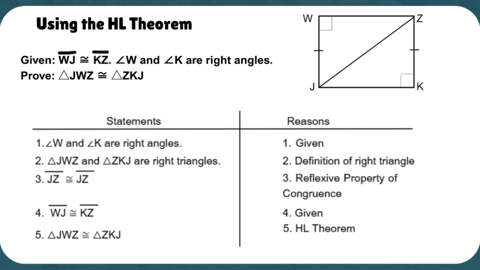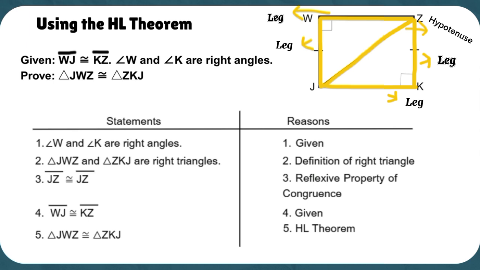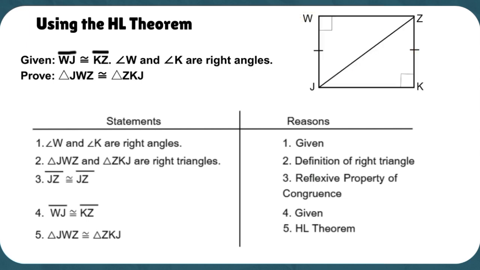For the fourth statement, we can now write the first given, which is that line segment WJ is congruent to line segment KZ. At last, we can now prove that triangle JWZ is congruent to triangle ZKJ based on the HL theorem, since we already determined the hypotenuse and side of one right-angle triangle and its corresponding side of right angle. I hope you understand our topic.